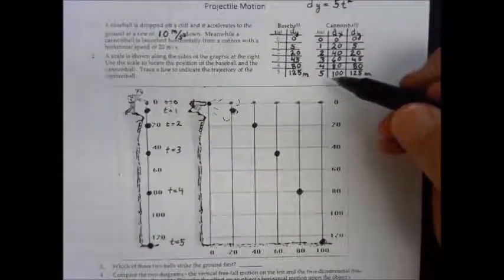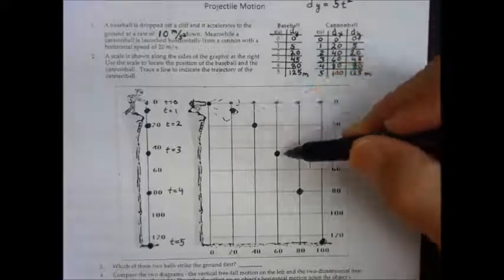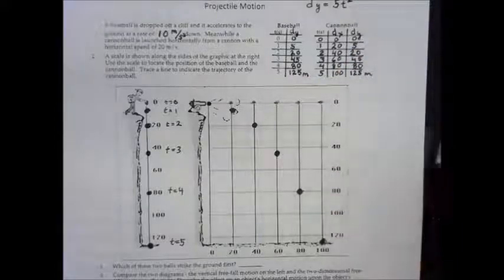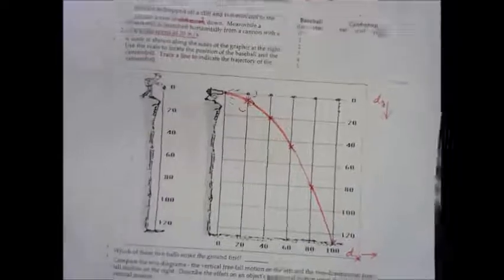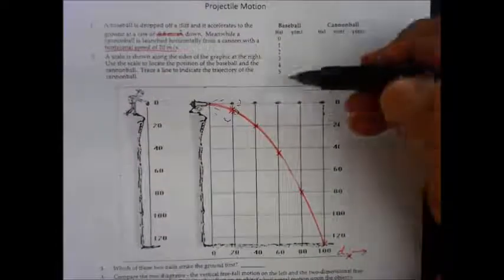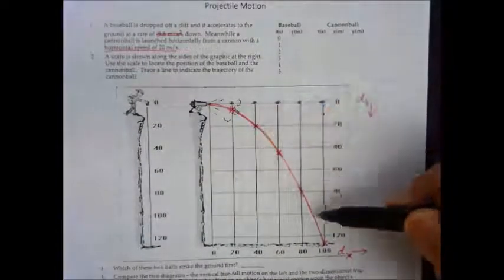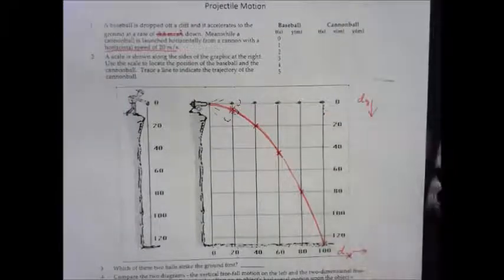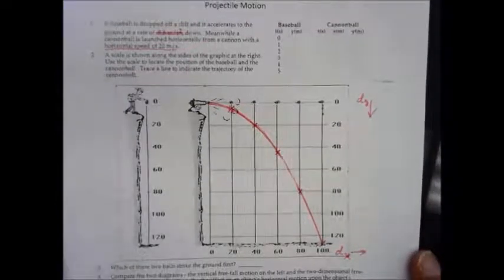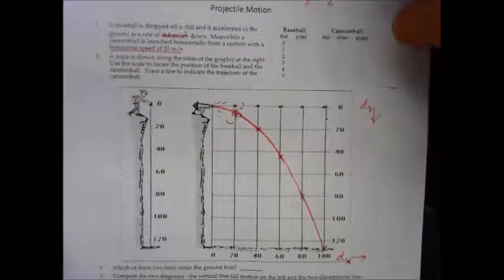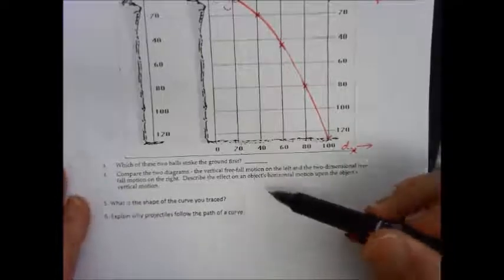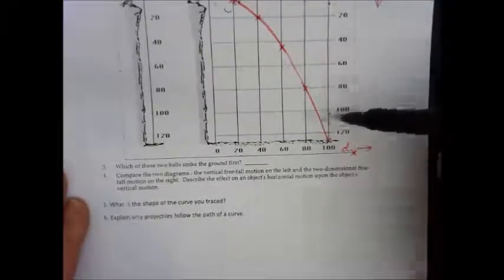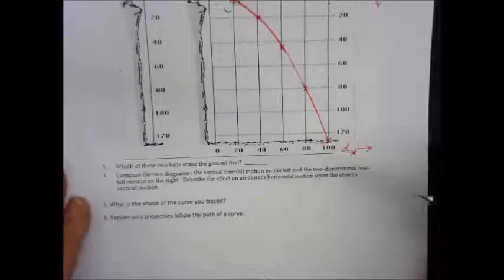Now you've plotted your points, and it should look like this. And if you connect the dots showing the trajectory of the cannonball, it should look something like this, a nice curve. All right? So that's what I want you to do to complete the worksheet. What you need to do is answer the questions below the graph. I think that now that you've gone through this exercise, you'll be able to answer those questions.